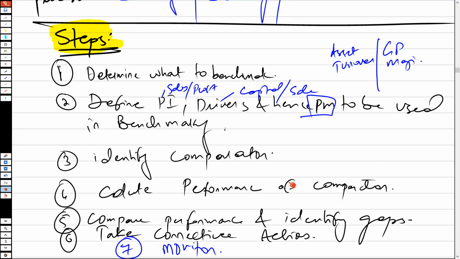You calculate the performance of the comparator using all these indicators and drivers. You compare the performance of both organizations and then you identify the gaps. Once you have identified the gaps, what happens next is that you take corrective actions, and at the end of the day, you continuously monitor whether the corrective actions have reaped any benefits or not.